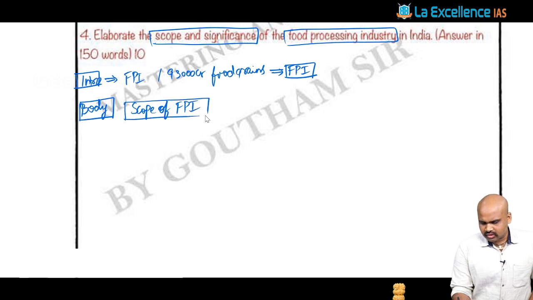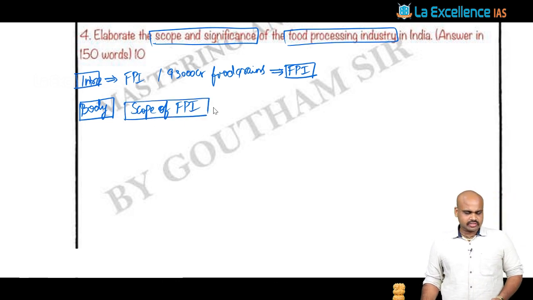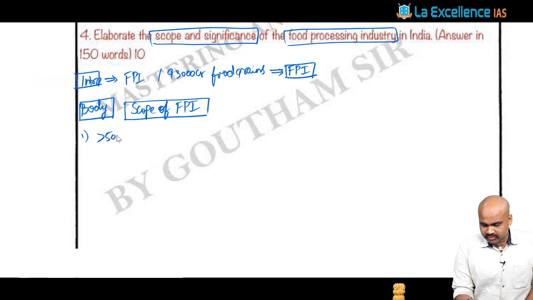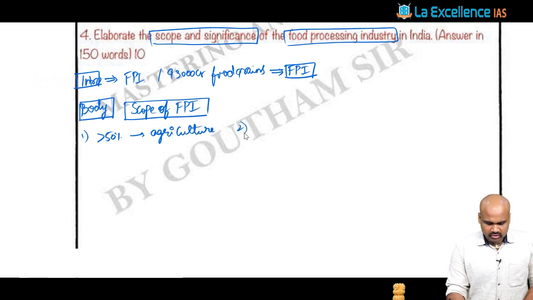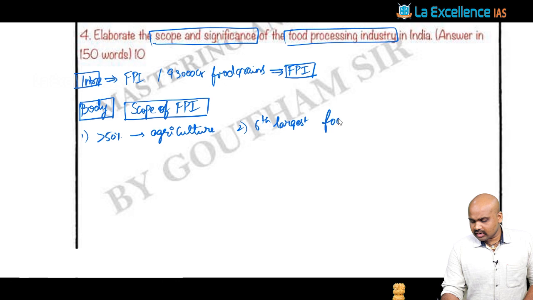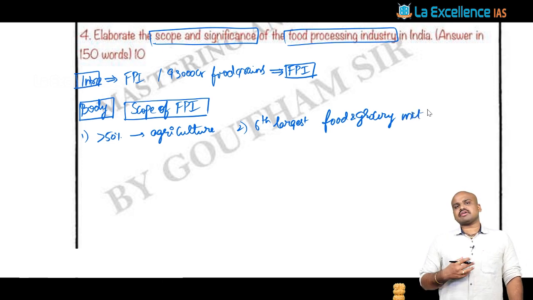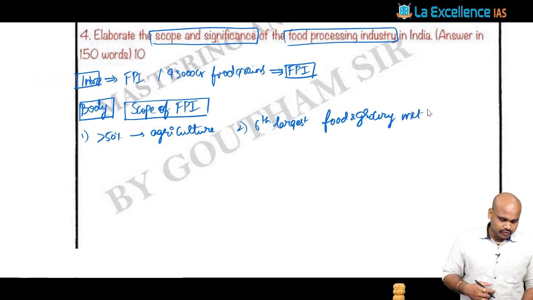This is the first scope. What is the scope of the food processing industry in India? One major aspect we can say is that more than 50% of the Indian population is dependent on agriculture. That itself is a major scope. Then India is the sixth largest food and grocery market, right? So this itself gives us different scope with respect to the food processing industry.